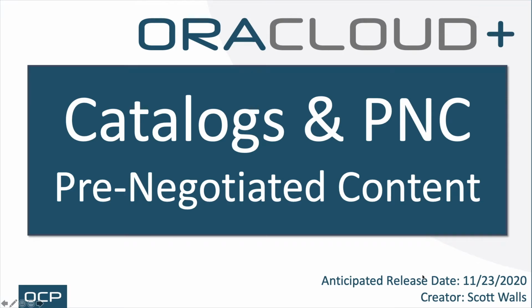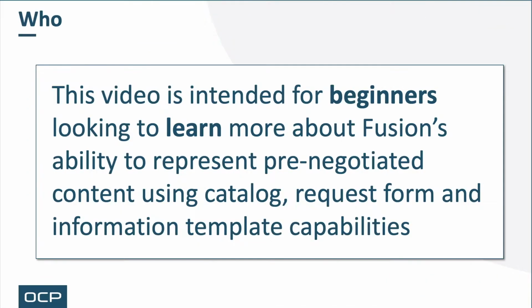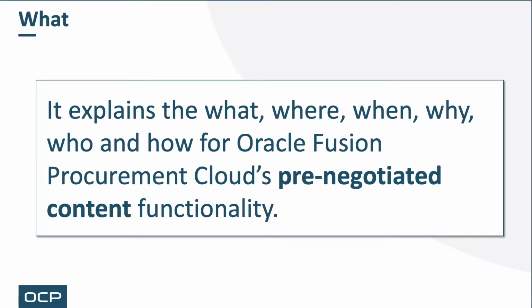Hello and welcome to the Catalogs and Pre-Negotiated Content video presentation. This video is intended for beginners looking to learn more about Fusion's ability to represent pre-negotiated content using catalog, request form, and information template capabilities. It explains the what, where, when, why, who, and how for Oracle Fusion Procurement Cloud's pre-negotiated content functionality.